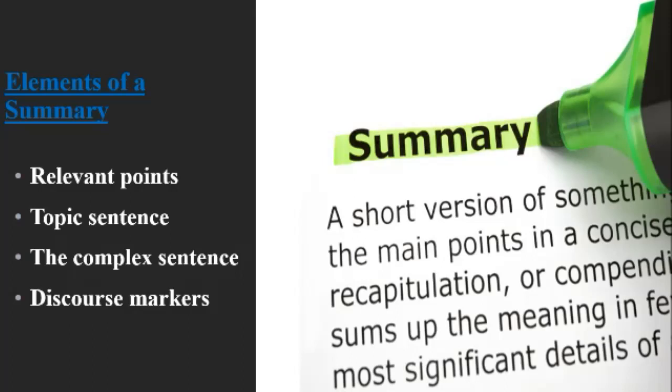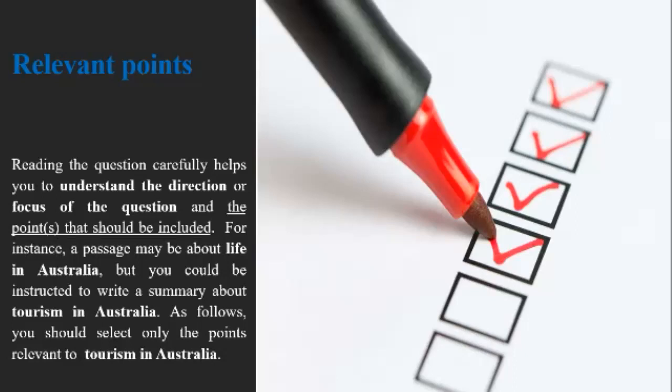The second point is your topic sentence. The first element is your relevant point. The second is the topic sentence. The third is the complex sentence. And the last is the discourse marker. So I have spoken about relevant points, and we would move on to the topic sentence.